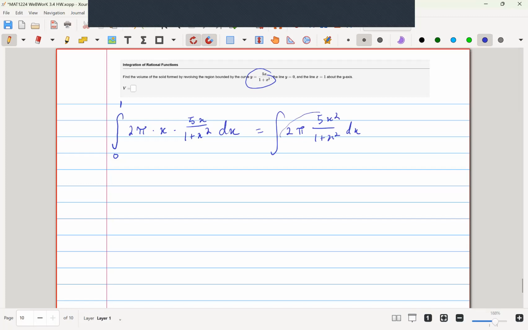Take out our constants, 5 and 2 pi gives us 10 pi. Integral from 0 to 1 of x squared over 1 plus x squared dx. Okay. Now, we can split this up into two integrals as such. If we do 10 pi times the integral 0 to 1 of 1 plus x squared minus 1.